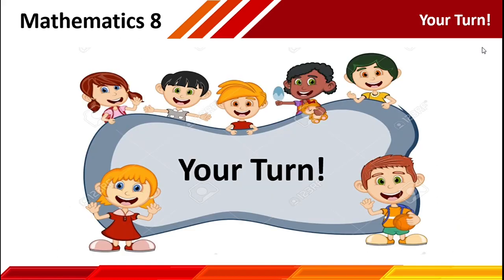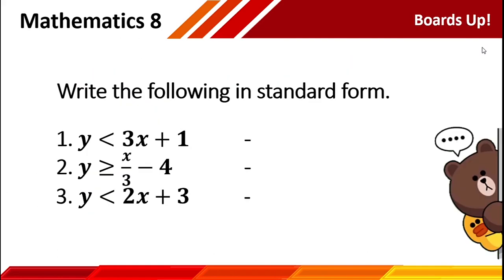Now let's have a short assessment regarding transforming inequality into standard form. For number 1, convert the following into standard form. y is less than 3x plus 1. Number 2, y is greater than or equal to x over 3 minus 4. And lastly, number 3, y is less than 2x plus 3. Pause the video for a while and we will reveal the answer afterwards.